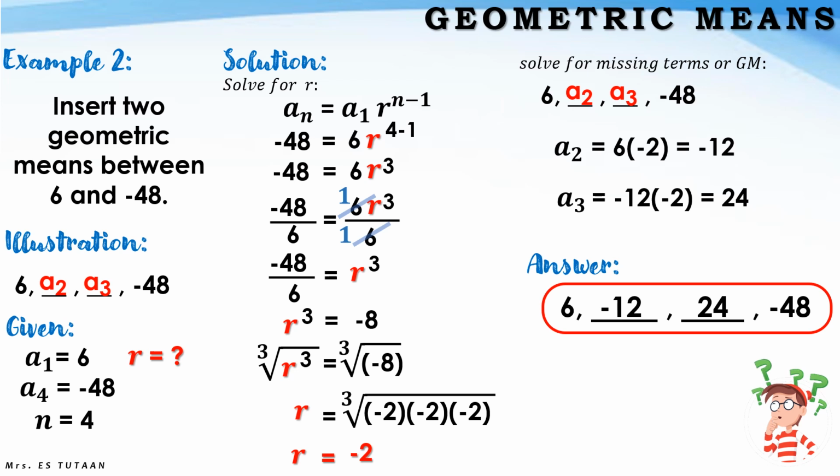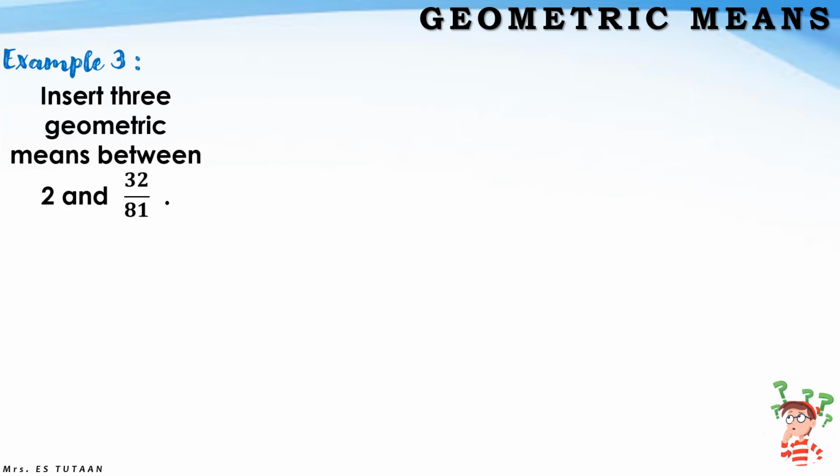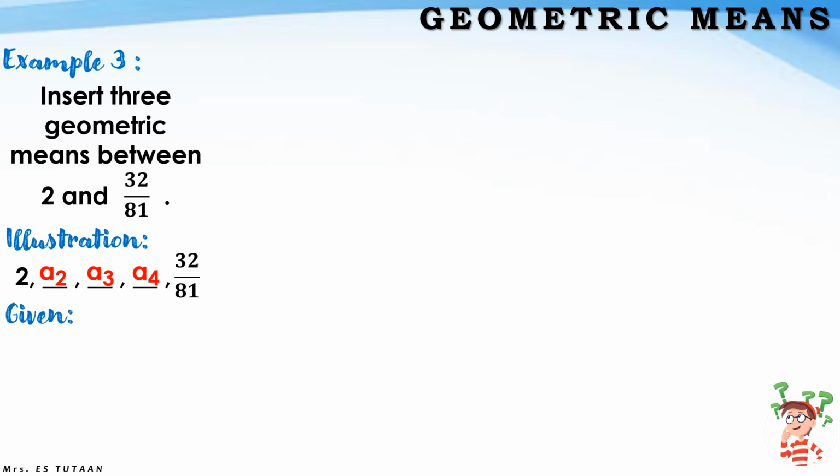Let's proceed to our example number 3. Insert 3 geometric means between 2 and 32 over 81. So, illustration natin. So, we have a sub 1, which is 2, a sub 2, a sub 3, a sub 4 is our unknown. And our last term is 32 over 81. So, sulat natin yung mga given para hindi tayo malito. We have a sub 1 is equal to 2. Our last term, which is a sub 5, is equal to 32 over 81. Our n is 5. Siyempre, r is still missing.